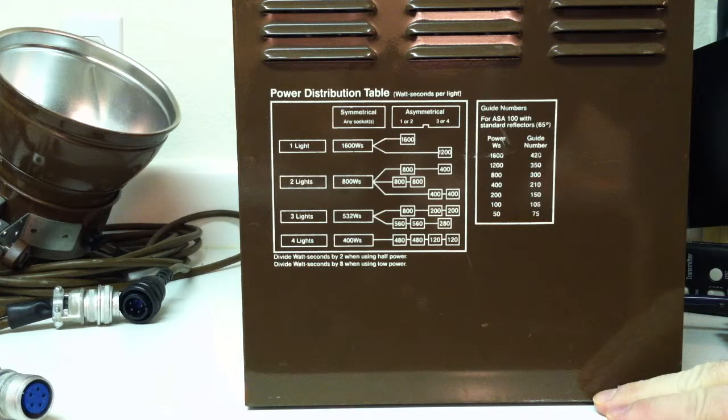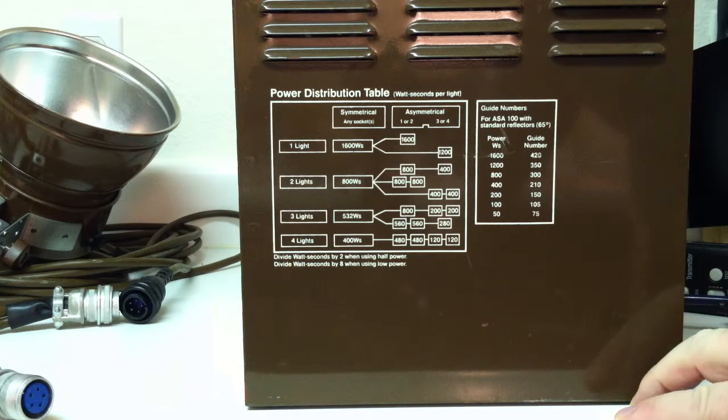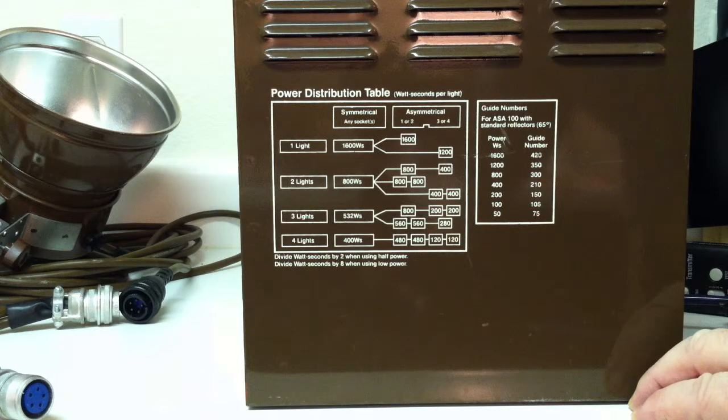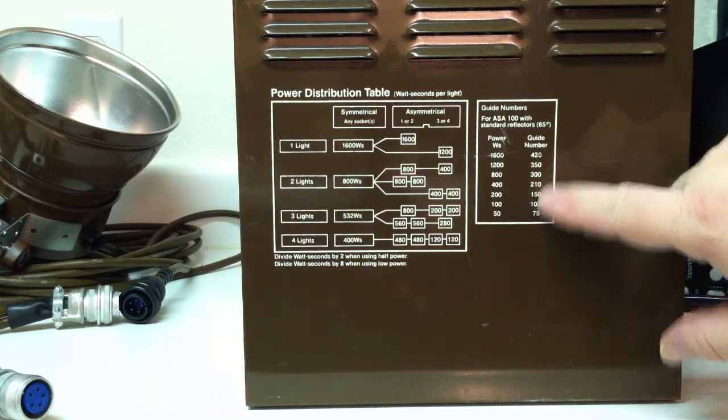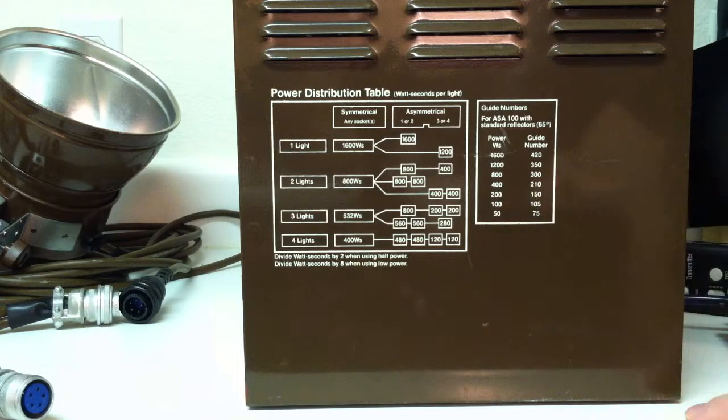The newer 11.5-inch reflectors throw a 50-degree beam spread, which is significantly narrower, and it boosts the guide number quite a bit. With this power pack, at 10 feet, with a standard 11.5-inch reflector, the old style guide number is 420. That's F42. With the new beam spread, narrow grid style reflectors, I'm gonna guesstimate the guide number is gonna go up to 460 to 500. At 1200 watt seconds, it's 350. At 800, the guide number is 300. At 400, it's 210.